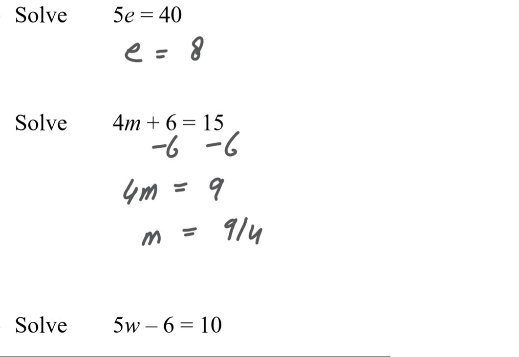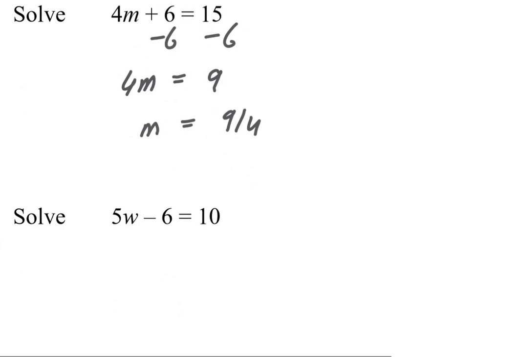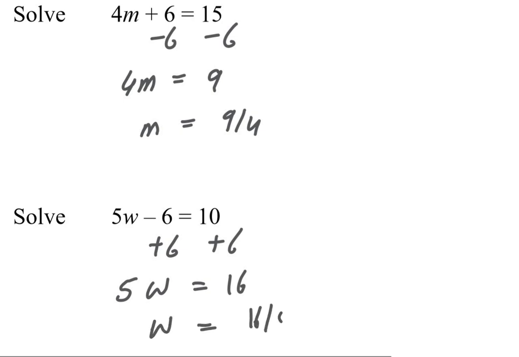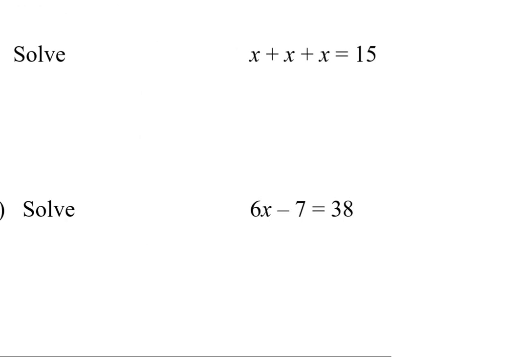For this question, we're going to add 6 first, and add 6, and this is going to be 5w. This is going to be cancelled out, it's going to be 16. So w is equal to 16 over 5. Makes sense? Okay, we got a different question, so this is easy as well.